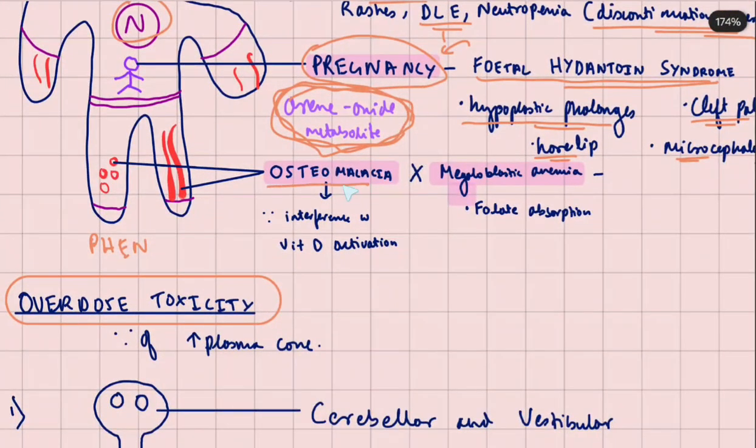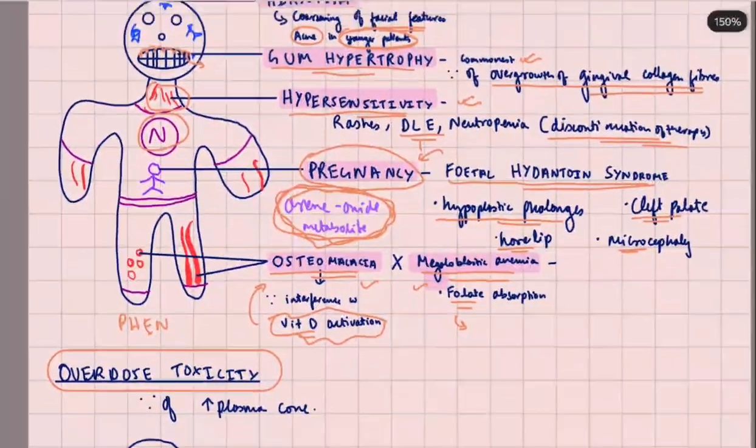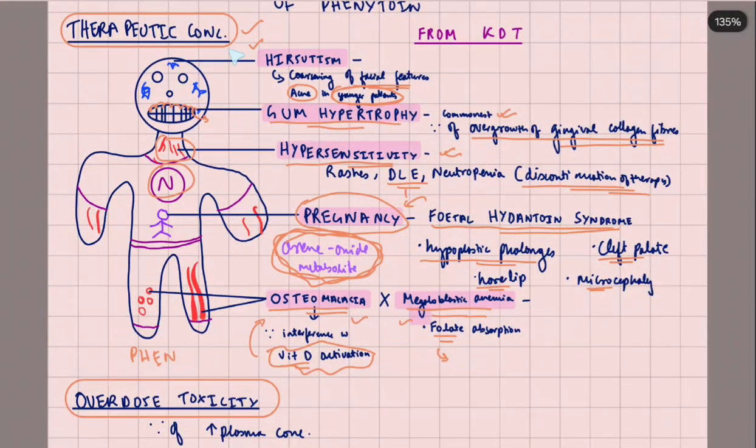Then we have osteomalacia and megaloblastic anemia. Both of these adverse effects occur due to phenytoin interfering with the absorption or activation of vitamin D and folate. And due to folate deficiency, we'll have megaloblastic anemia. And because vitamin D is not getting activated sufficiently, we'll have osteomalacia. So these are the therapeutic concentration adverse effects of phenytoin.